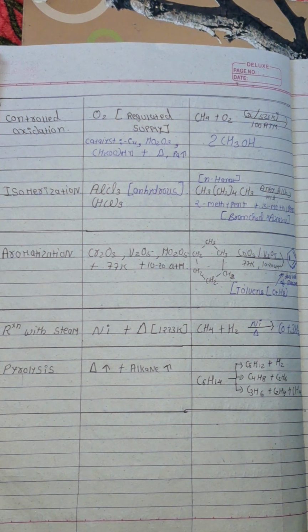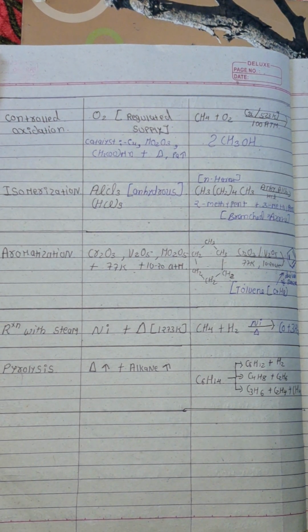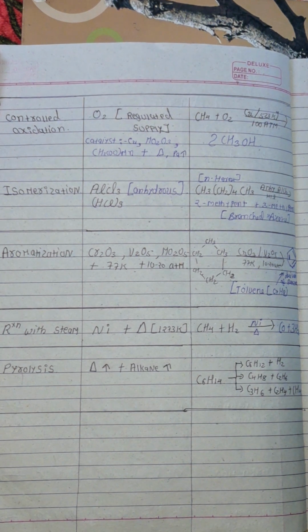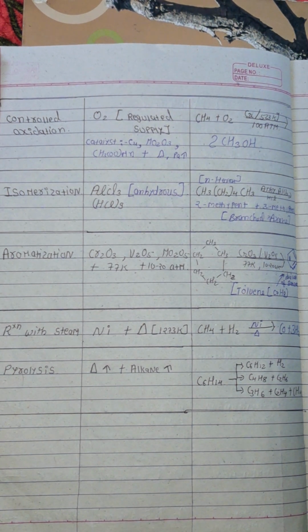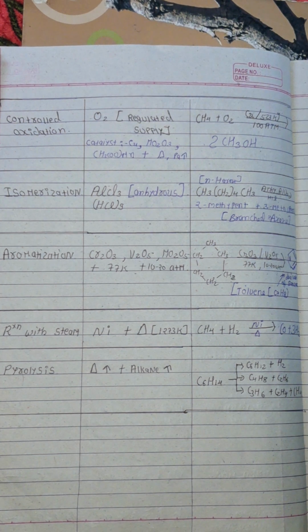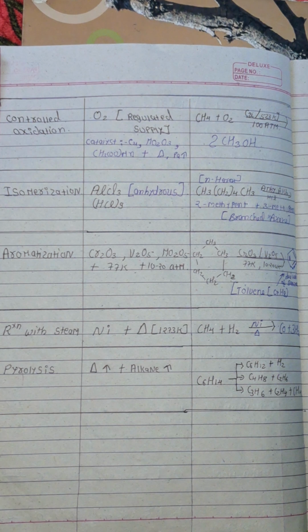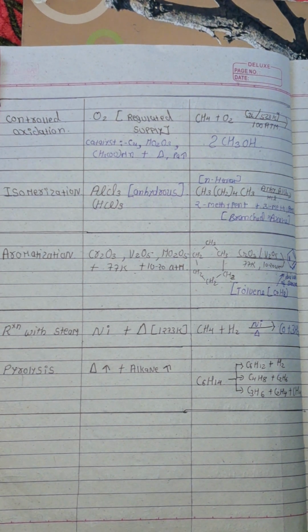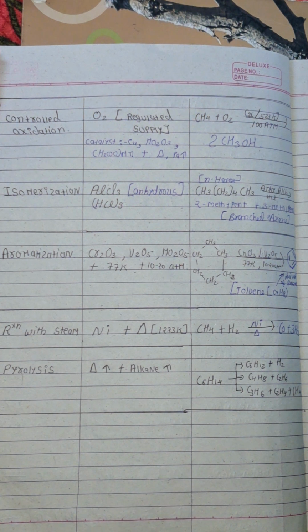Okay, now the eighth reaction is aromatization. The reagent is chromium oxide, vanadium oxide, Mo2O3, plus 773 Kelvin and 10 to 20 atm pressure. Here we can see that hexane in presence of this catalyst, temperature and pressure gives simple benzene. The point to remember is that toluene, which is C7H8, is a derivative of benzene.